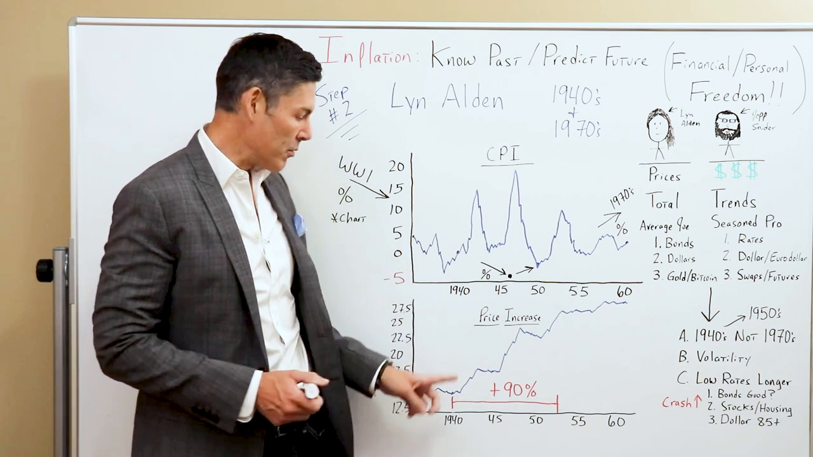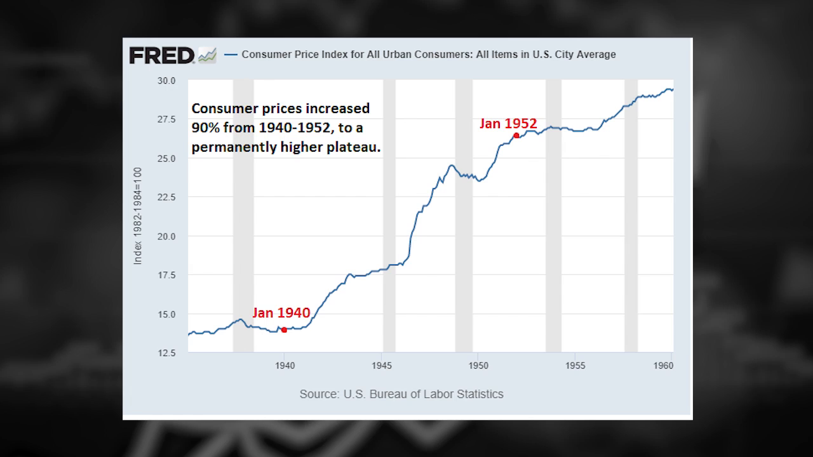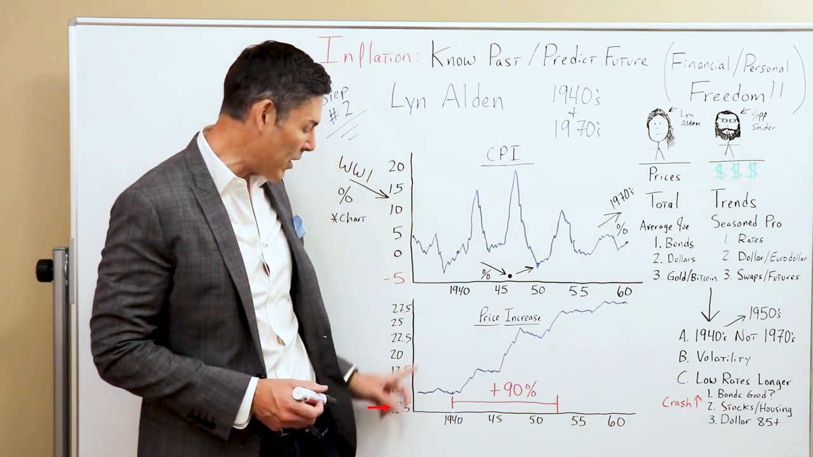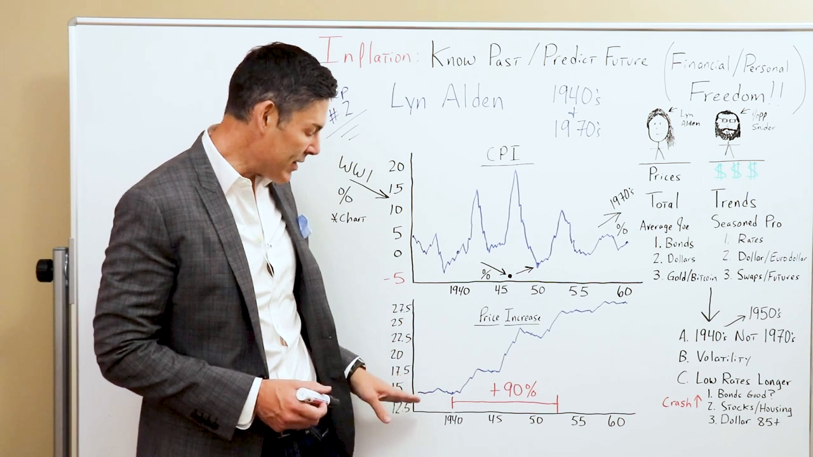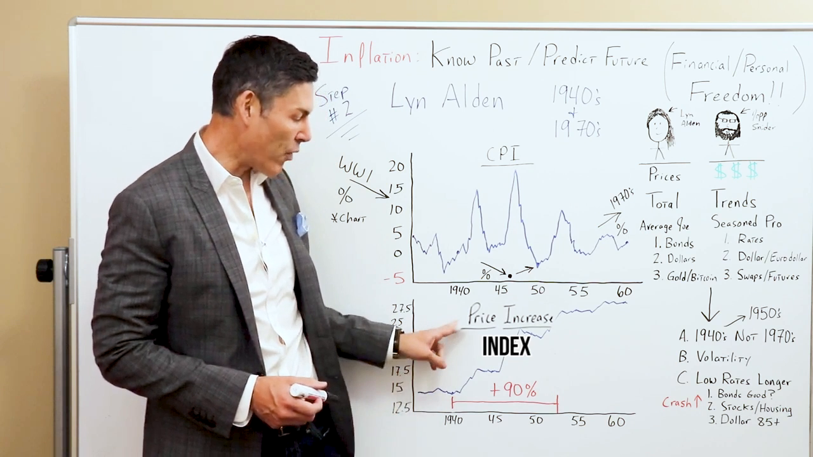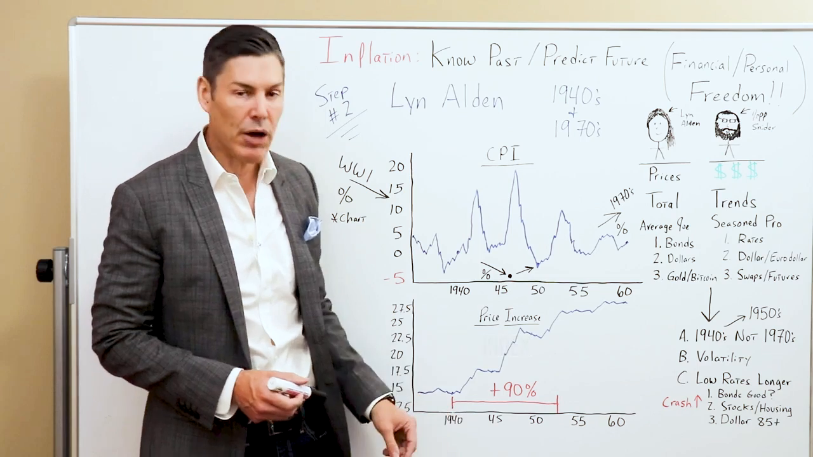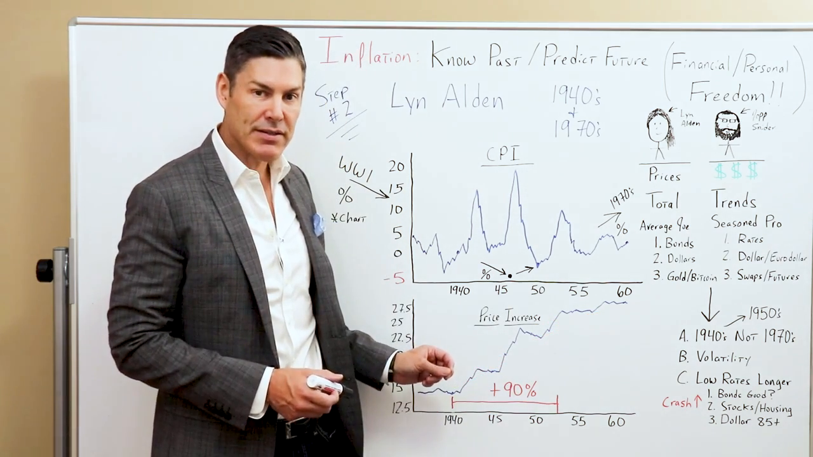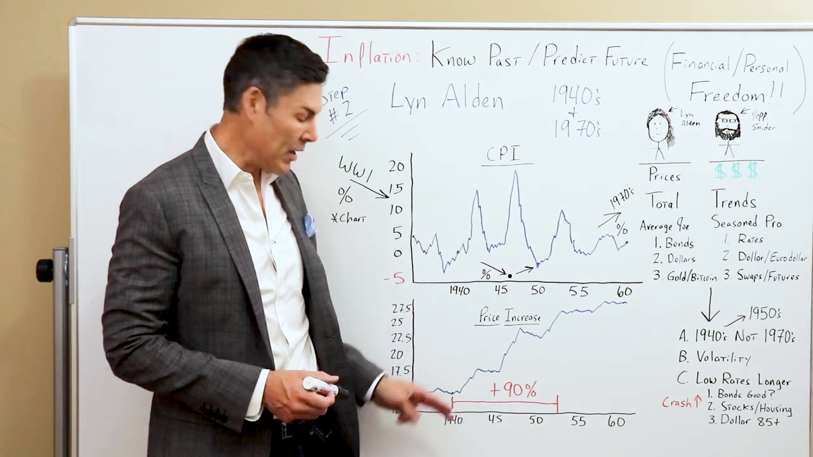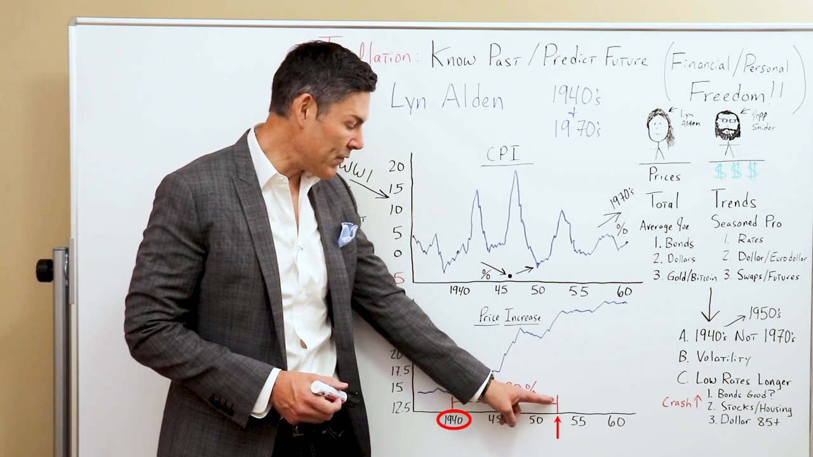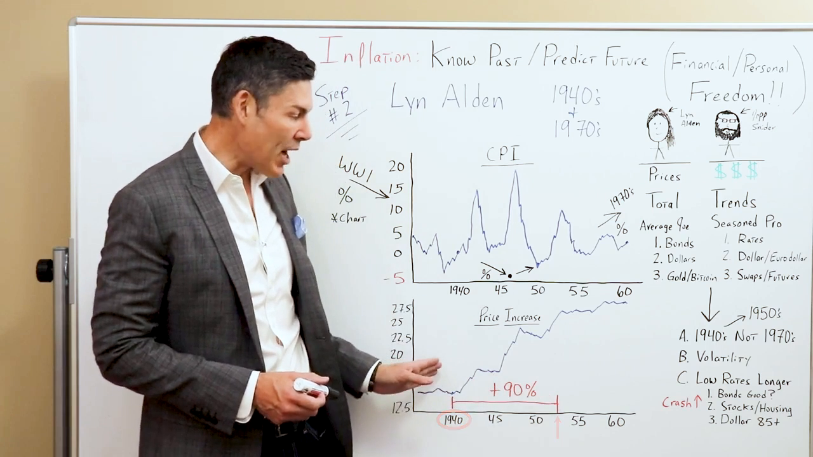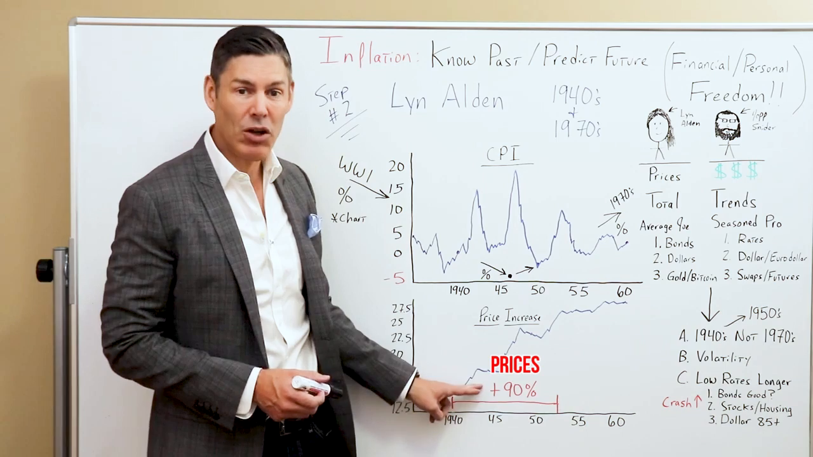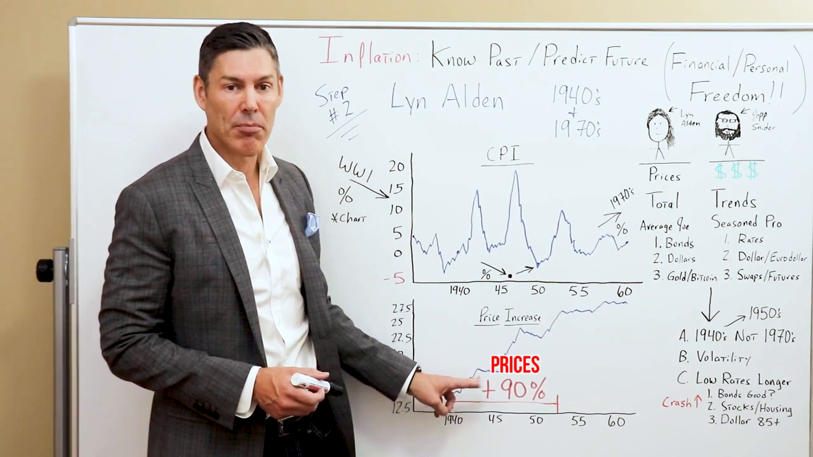She goes further, points out this chart. And this is pretty much the same timeline, but on the left, we go from 12.5 up to 27.5. And this is just an index of the price increases we saw throughout the 1940s and beyond. So Lyn emphasizes that between the timeline of 1940 and 1952, although we might not have had a huge increase in dollars, prices still went up by 90%.